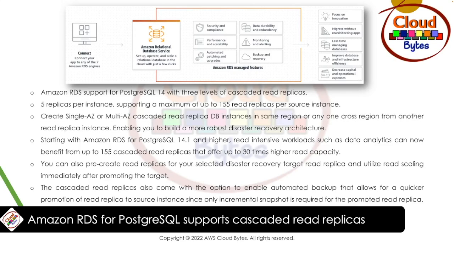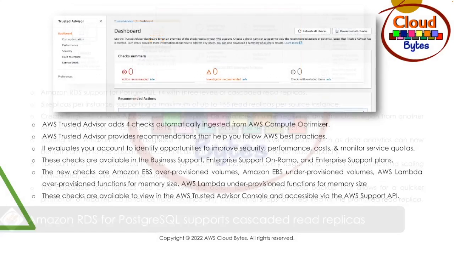For PostgreSQL 14.1 and higher, read-intensive workloads such as data analytics can now benefit from up to 155 cascaded read replicas that offer up to 30 times higher read capacity versus the previous version of PostgreSQL. You can now also pre-create read replicas for a selected disaster recovery target read replica and utilize read scaling immediately after promoting the target. The cascaded read replicas also come with the option to enable automated backups that allow for a quicker promotion of a read replica to source instance, since only incremental snapshots are required for the promoted read replica. Moving on to the next news.